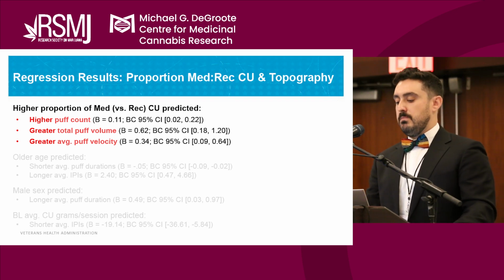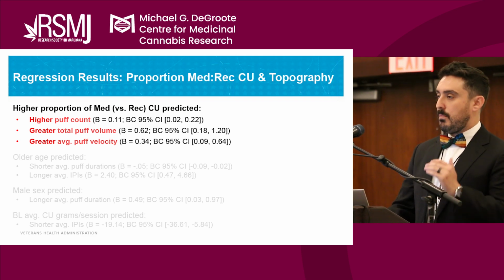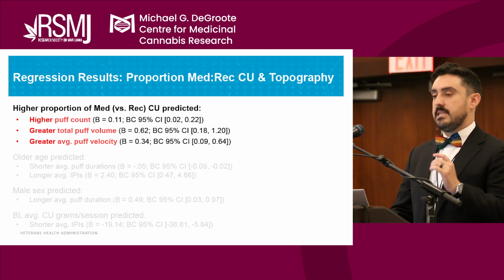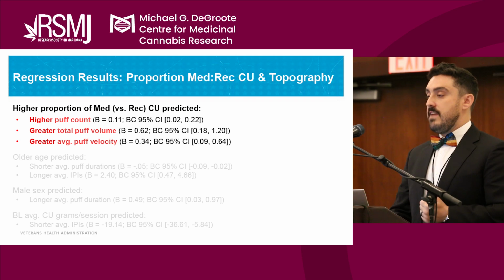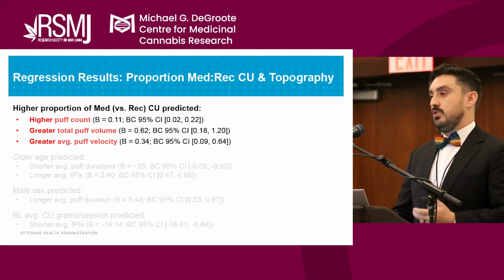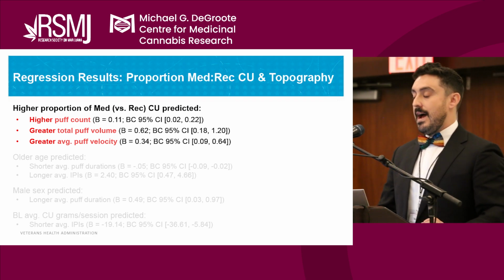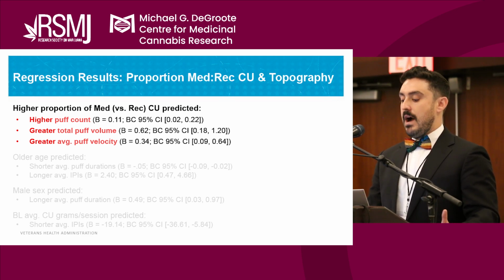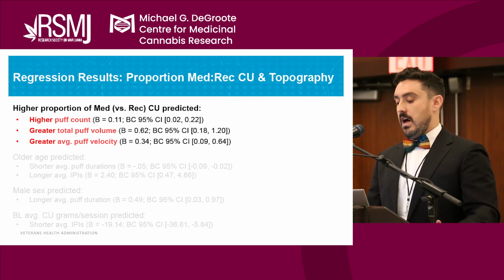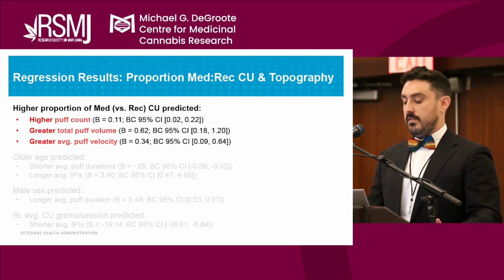So moving on to the regression models, before we dive into the actual results themselves, I just want to let everyone know that these are presented based on individual topography outcomes. So when we controlled for craving, baseline cannabis use, and sociodemographic factors, we found that a higher proportion of medical cannabis use predicted a higher puff count, greater total puff volume, and greater average puff velocity.